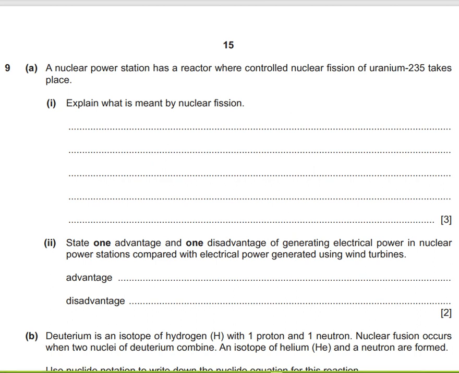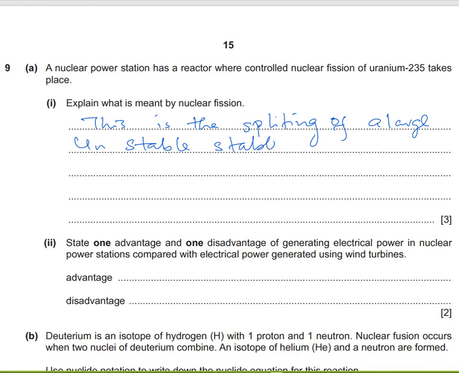So nuclear fission can be defined as the splitting of a large unstable nucleus into two stable lighter nuclei. Nuclei is the plural for nucleus.